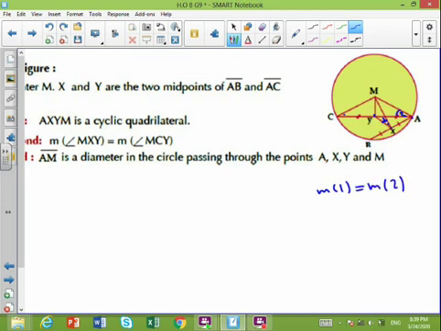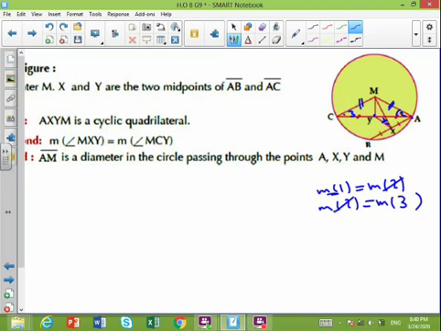At the same time, measure 2 equals measure 3. Why? Because MA equals MC, because they are two radii in the circle. So this is an isosceles triangle. The base angles are equal. So measure 2 equals measure 3. From 1 and 2, measure 1 will be equal to measure 3.